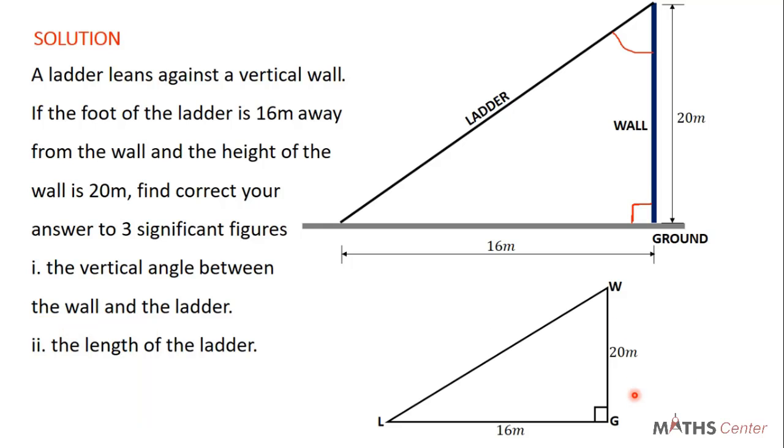So we form this simple right angled triangle. This is the ladder, this is the ground level, and this is the wall. I'll call this point here point L, this point here point W, then this point here point G. From the diagram, you can see that between W and G is 20 meters. Between L and G is 16 meters. And this is the right angle, as we can see.